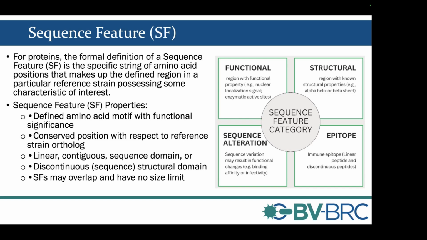So this is an amino acid motif with functional significance and conserved with respect to a reference strain ortholog. They're linear, contiguous sequence domains or discontinuous sequence structural domains, and they may overlap and have no size limit. Our sequence features fall under 4 main categories: functional, structural, sequence alteration, and epitope. We talked about this in relation to influenza, but now we have sequence feature and variant types for monkeypox virus.